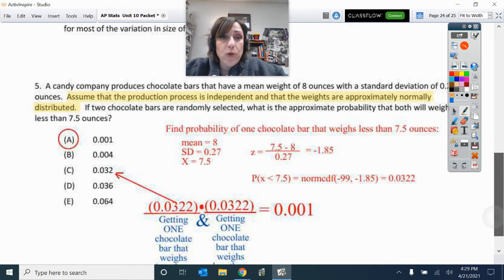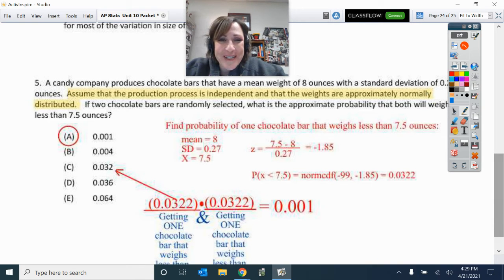All right, and here we go. Ooh, this was an interesting one. This one is a big throwback. I kind of threw in a review problem for everybody. So here, we actually just used some normal model math, and it said the chocolate bar production bars are independent of each other. The weights are approximately normally distributed, so use the normal model math. And so what we find is, what's the probability that 2 bars will weigh less than 7.5 ounces?